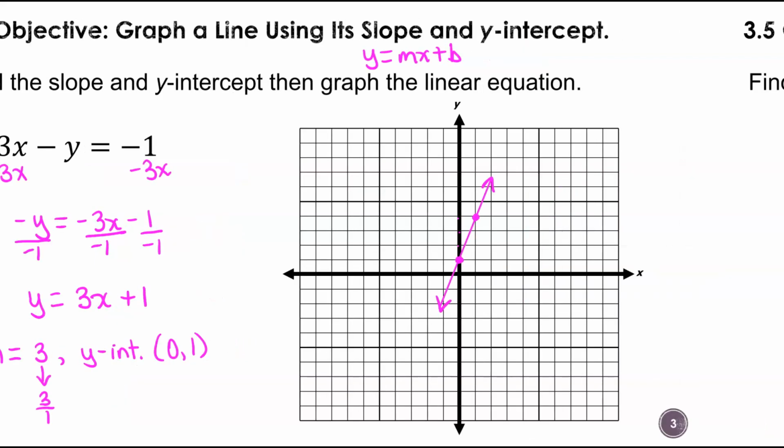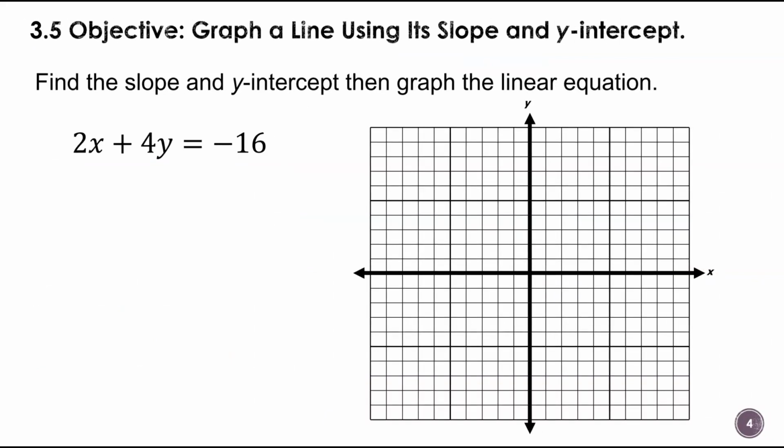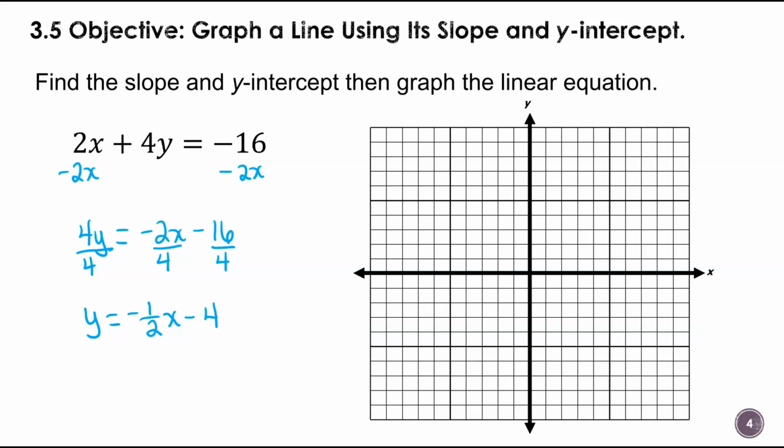All right. Next, same thing. We're going to solve this equation for y. So I'm going to subtract 2x on both sides. So 4y equals -2x minus 16. And then I'm going to divide by 4 on each term. -2/4 is the same as -1/2. And then minus 4.